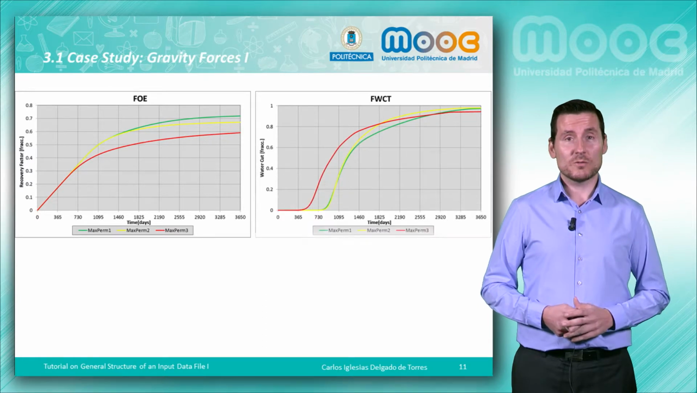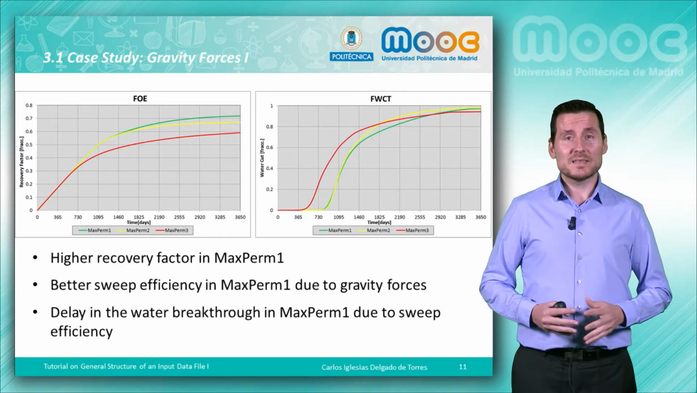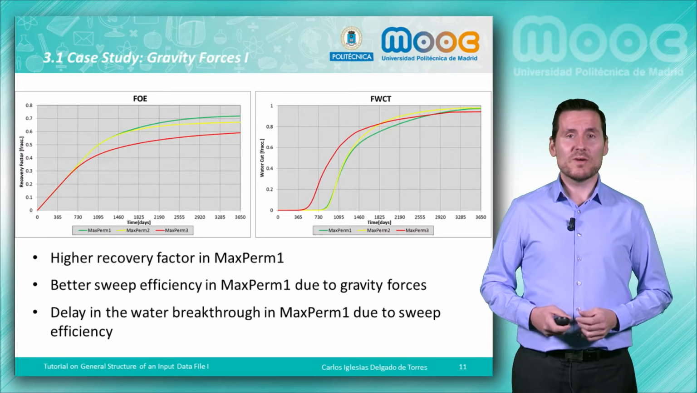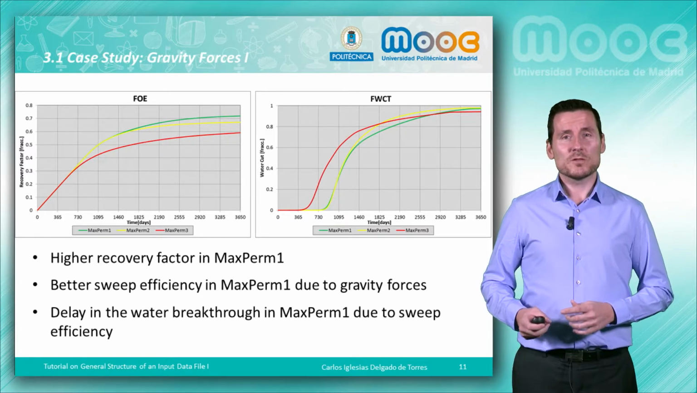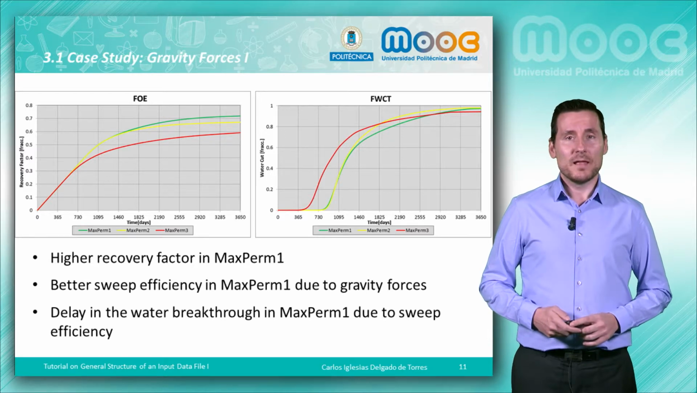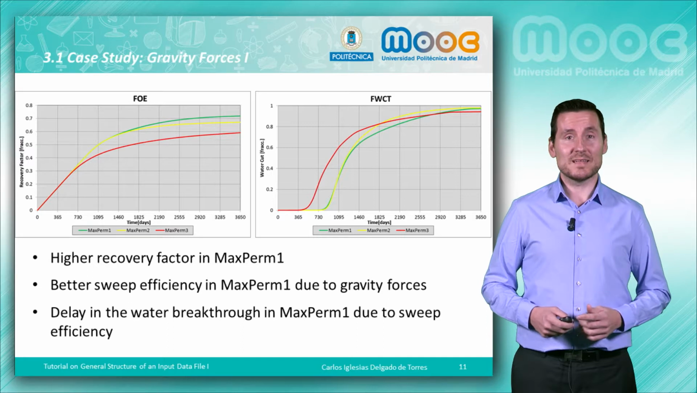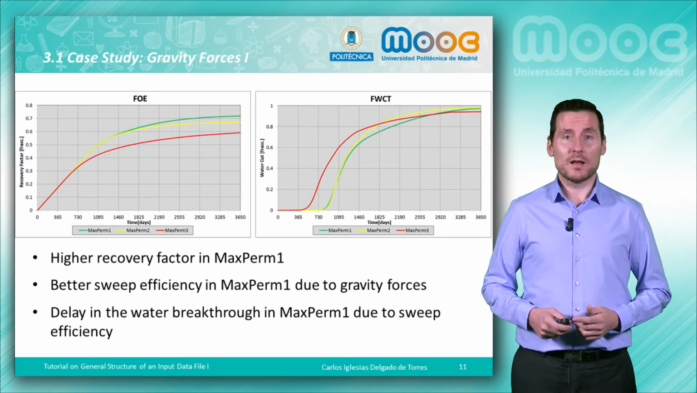Analyzing these results with these 2 plots, we can see that in the first plot, we have the field oil efficiency or recovery factor, and in the second plot, we have the field water cut. The higher recovery belongs to the green case, where the maximum permeability was at the top of the model. This case had the help of the gravity forces in order to improve the sweep efficiency in the entire model, and for that reason, the water breakthrough was delayed compared with the other cases.